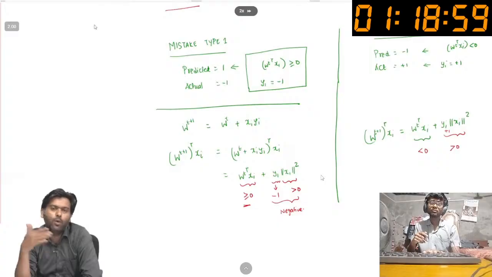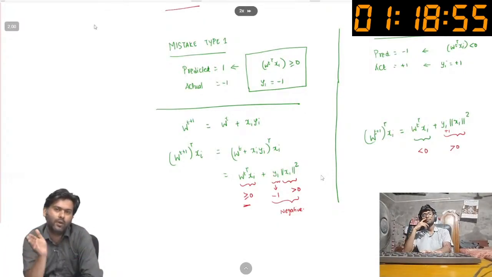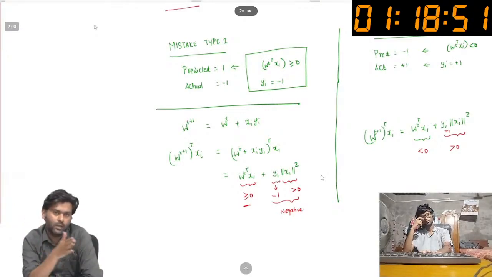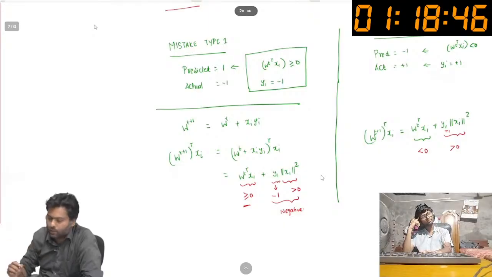What you're doing is you're adding a positive term to it, right. So, if it was initially negative, maybe minus 10, now I'm adding, let's say, plus 5, so it becomes minus 5. It's not yet positive, but it's getting closer and closer to being positive, right. So, that's the idea.